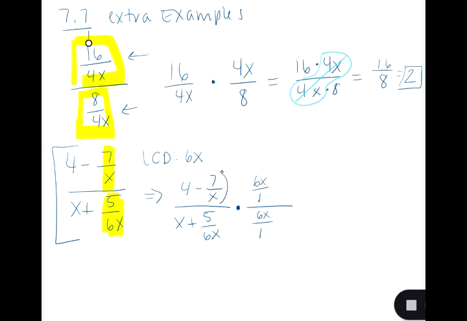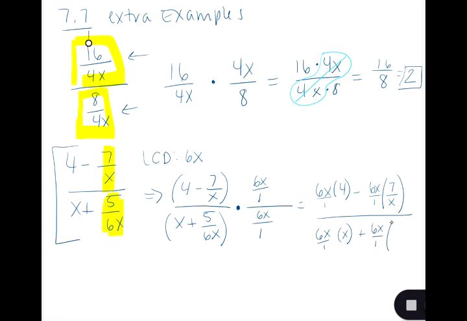Also remember that this has parentheses, so that whatever I'm multiplying out here is going to be distributed into both pieces in there, okay? So I'm going to write it out. I'm going to do 6x times 4 minus 6x times 7 over x. Like I said, this is technically 6x over 1. So 6x over 1 times x for the bottom, plus 6x over 1 times 5 over 6x.